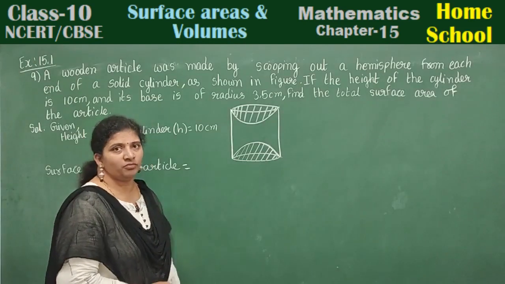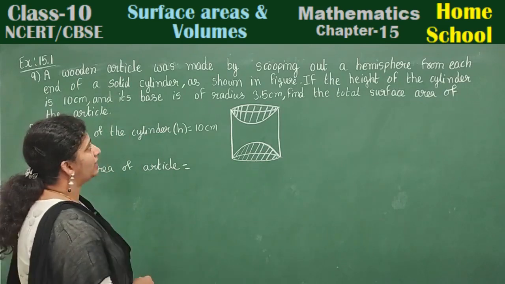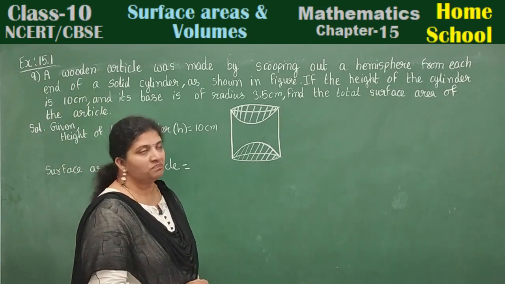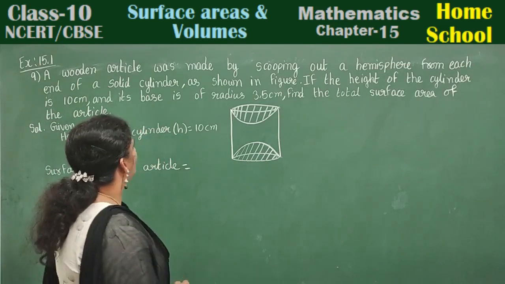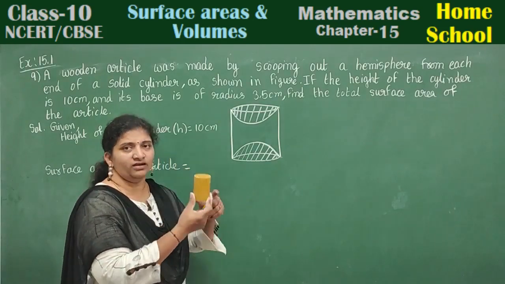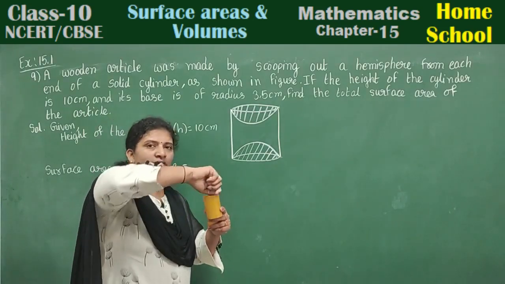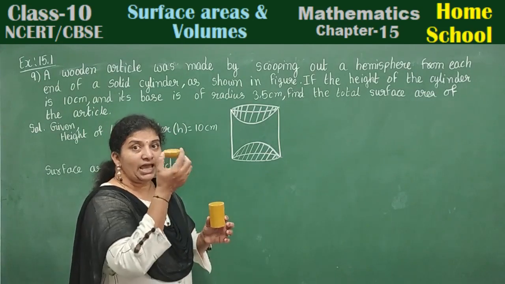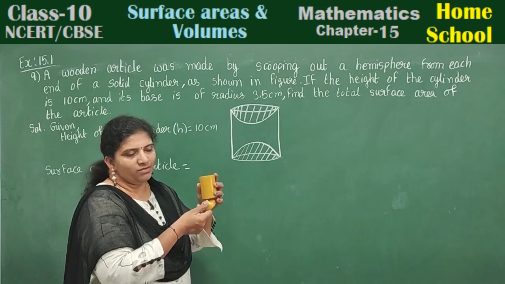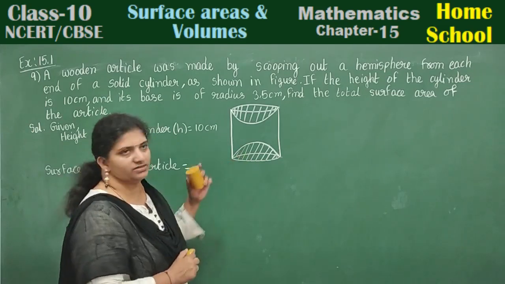Let's see the ninth problem. A wooden article was made by scooping out a hemisphere from each end of a solid cylinder. Imagine this is a solid cylinder, and what they are doing is scooping out: a solid hemisphere is removed from the top of the cylinder and the bottom of the cylinder like this.